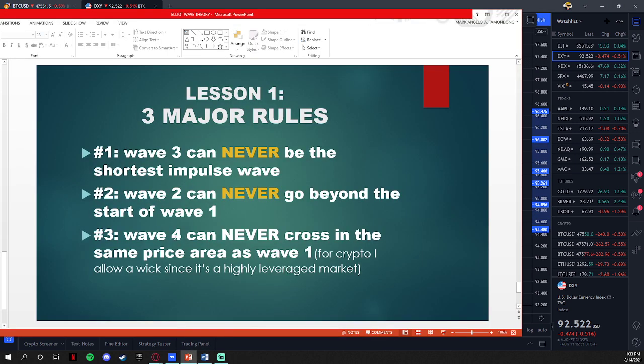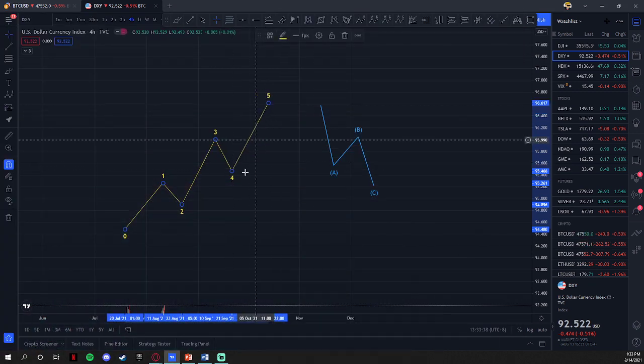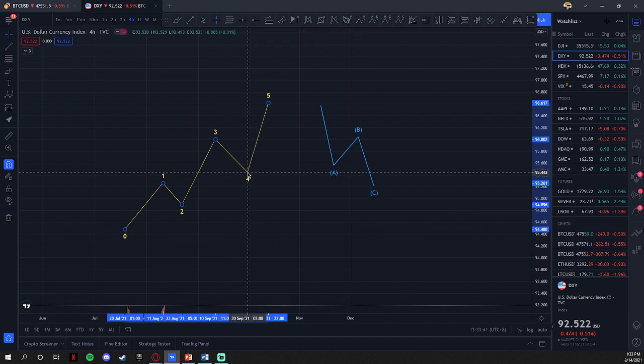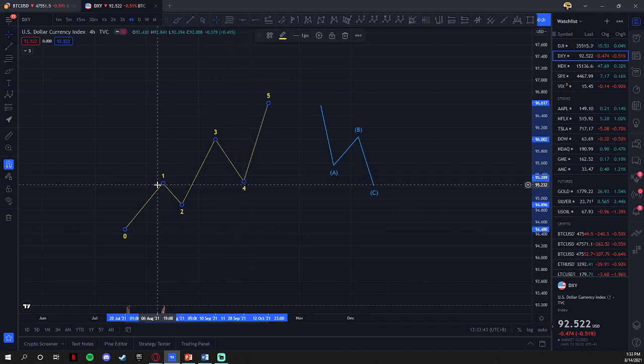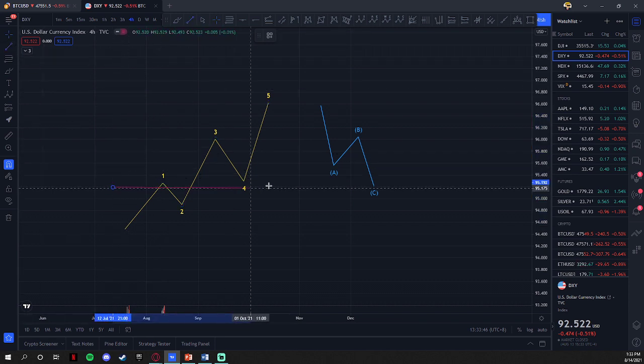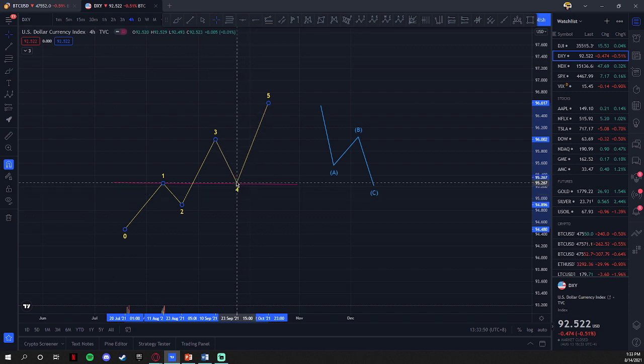Okay, so rule number 3, wave 4 can never cross into the same price area as wave 1. Okay, so wave 4, let's say wave 4. Wave 4 can never usually go below this line. Okay, can never go below this line. So for cryptocurrency, I allow a wick at most. This is because we are in a highly leveraged market.